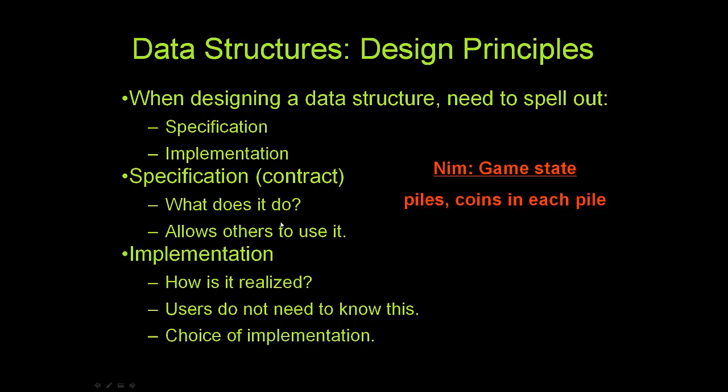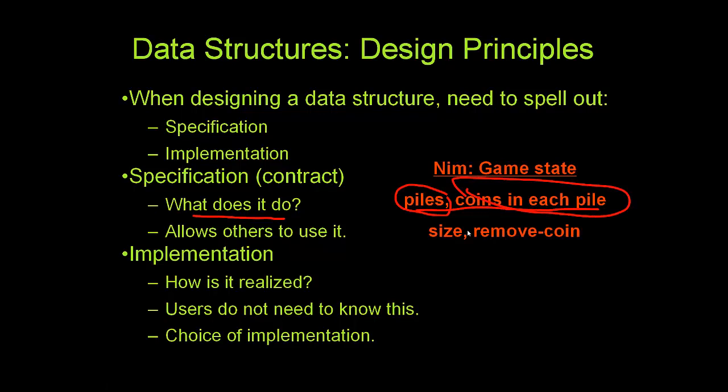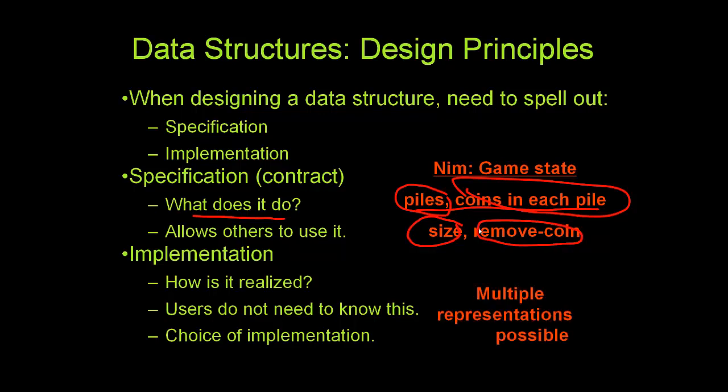So for the specification, what it does, we have the coins, and essentially you have to know how many piles there are and how many in each pile. The other thing you have is functions that let you interact with the game state. So there's a size function and another function to remove coins from the piles. Now, we showed two ways of implementing the data structure. One is to use an integer, the other one is to use a tuple.